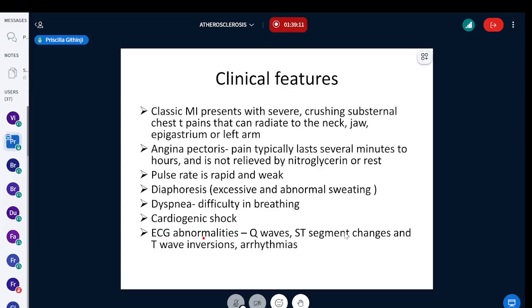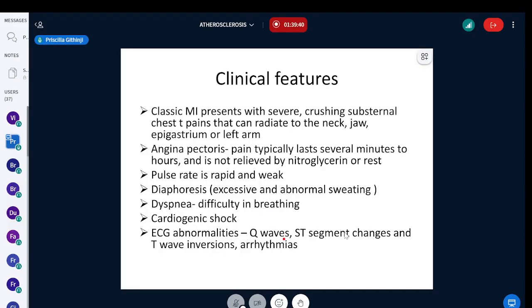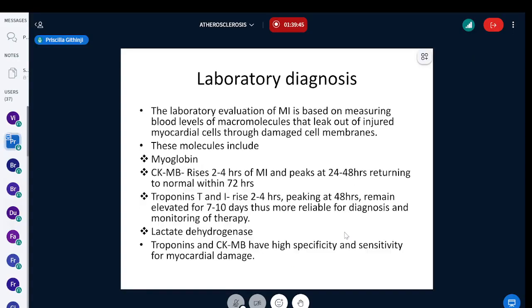Then when you take an ECG of these patients, you will see Q waves. We've talked about the ST segment. You're interested, is there ST elevation or non-ST elevation? If it is ST elevation, most likely a transmural infarct. If it's a non-ST elevated infarct, then that's most likely a subendocardial infarct. And of course, you're going to have arrhythmias, especially if the infarct is occurring where heart rate generation occurs.